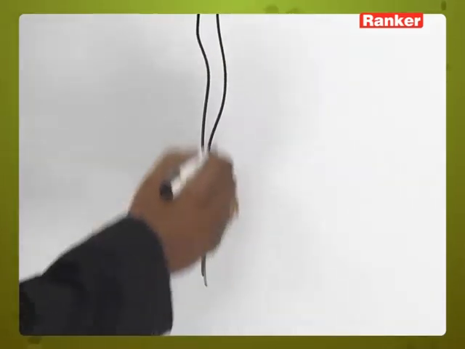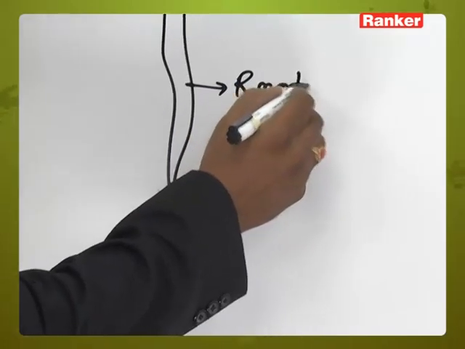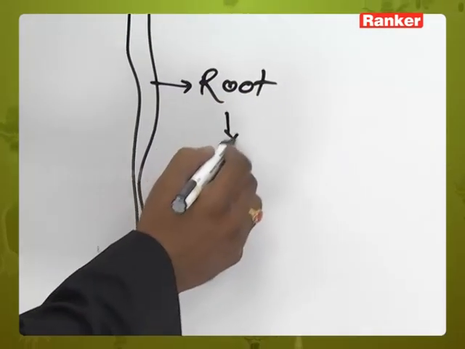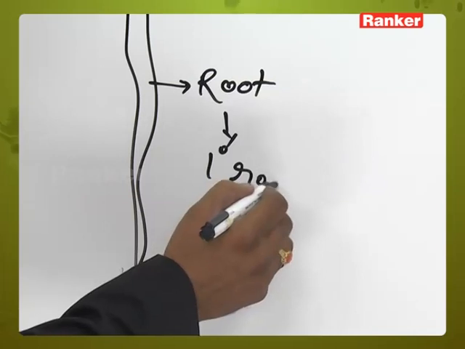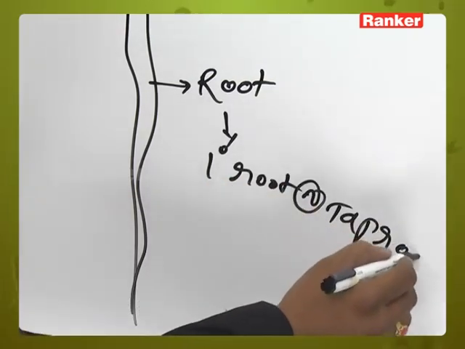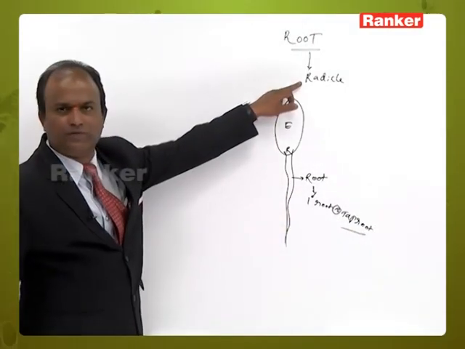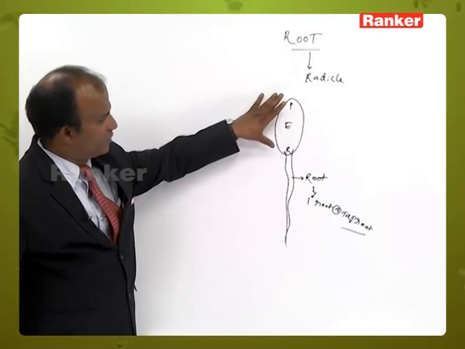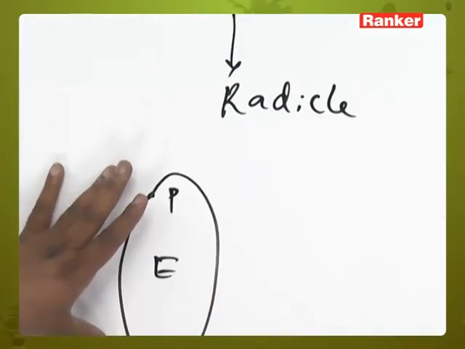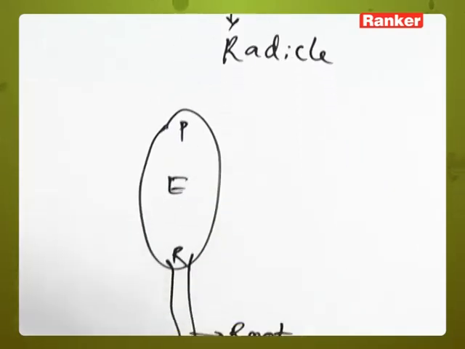The radicle develops into which root system? Radicle develops into root. That root is nothing but the primary root, also called the tap root. So generally, the root system develops from the radicle of the embryo of the germinating seed, which develops into the primary root, that is the tap root.